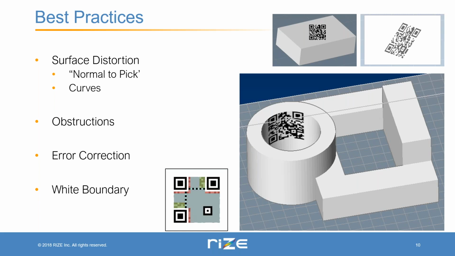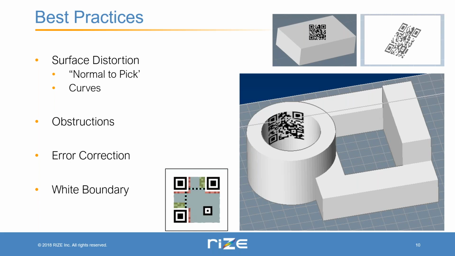The codes on the models shown here both became distorted due to angled application in one case and a curved surface in the other. These codes will be difficult for a scanner to read. To avoid the problem of angled application, you can use the normal to pick capability in markup mode.